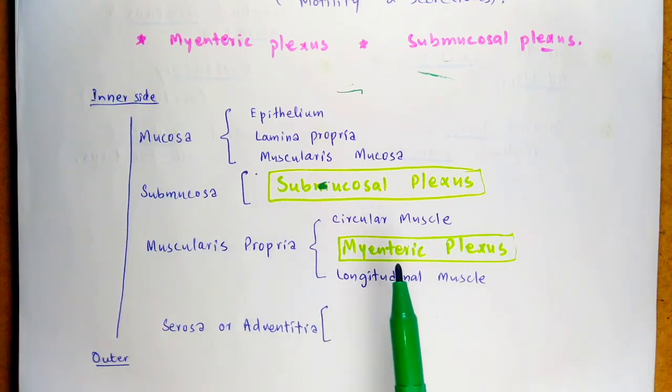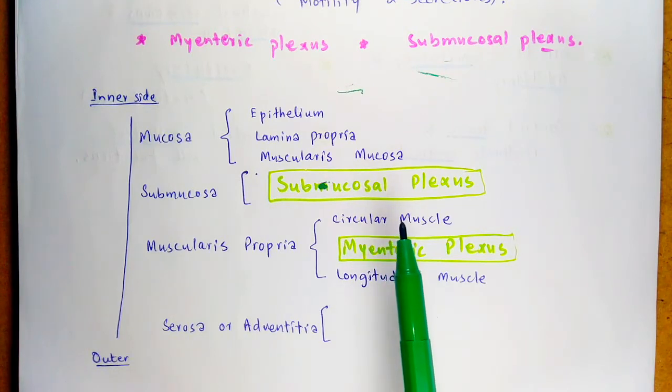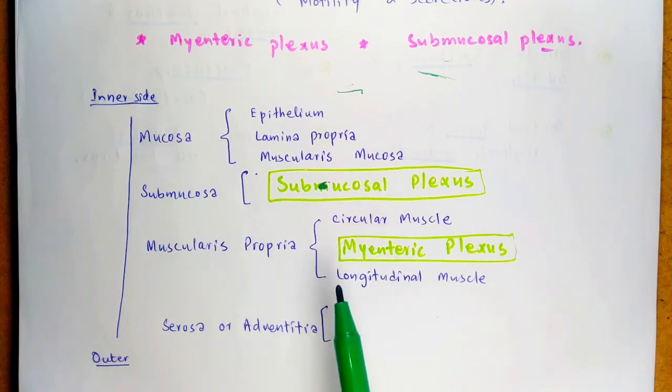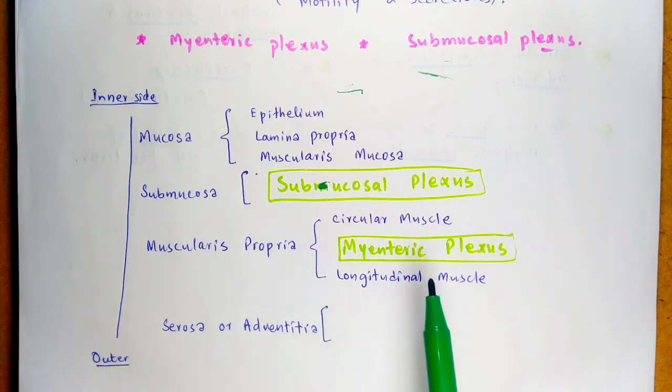The myenteric plexus is present in between the longitudinal and the circular smooth muscle layers. It is an outer plexus that mainly controls the gastrointestinal tract movements.